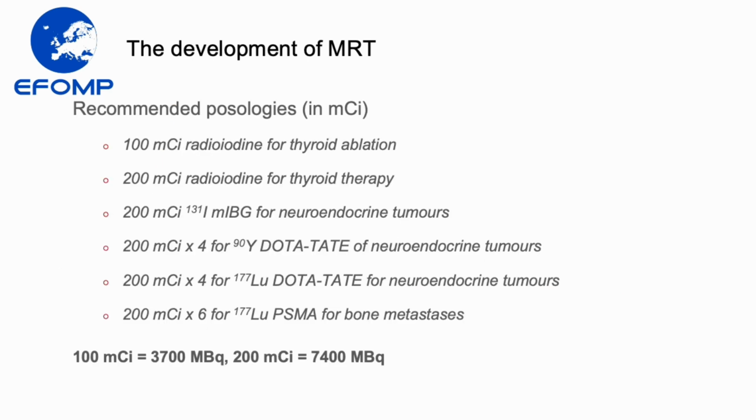Currently, the recommended posologies, or the dosing, of these radiopharmaceuticals is mostly given in fixed activity levels. These are just some examples. They are stated in millicurie, which also shows the reason for these levels, which are even numbers of hundreds. And you can see at the bottom how to convert to megabecquerel. The vast majority of these treatments are given with fixed activity administrations.